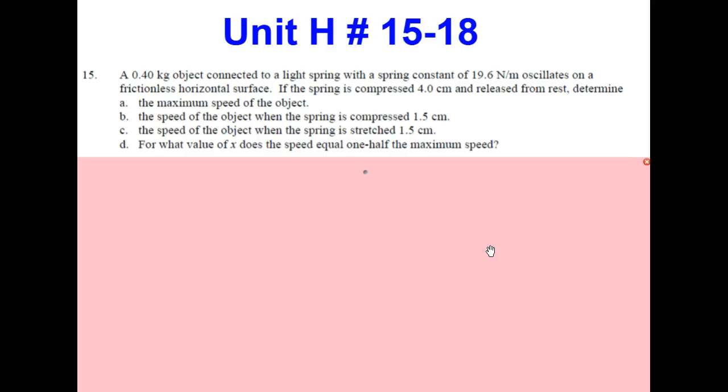Welcome to the solutions to the college physics springs and simple harmonic motion problem set. Problems numbers 15 through 17. Let's jump right in with 15.